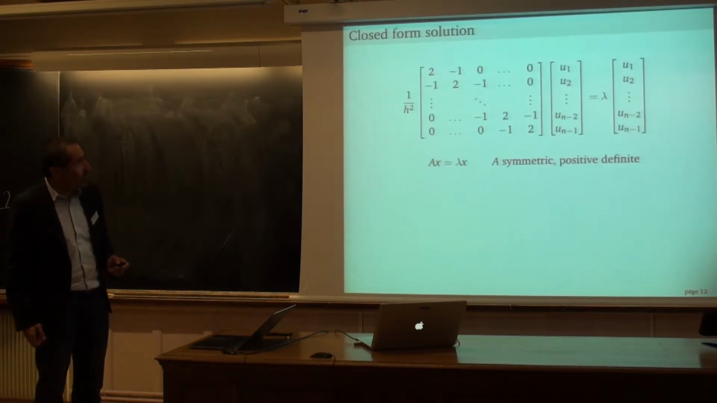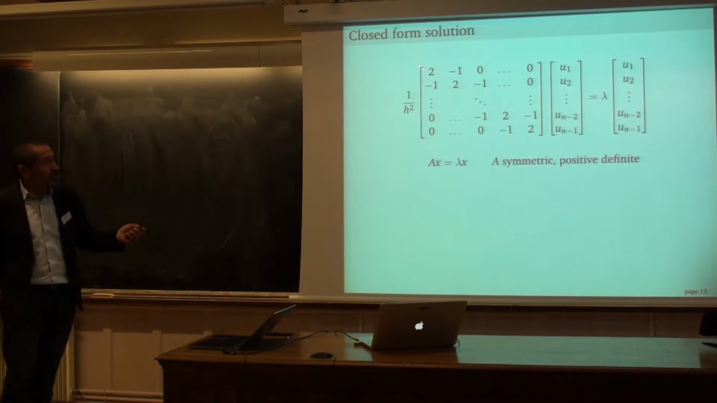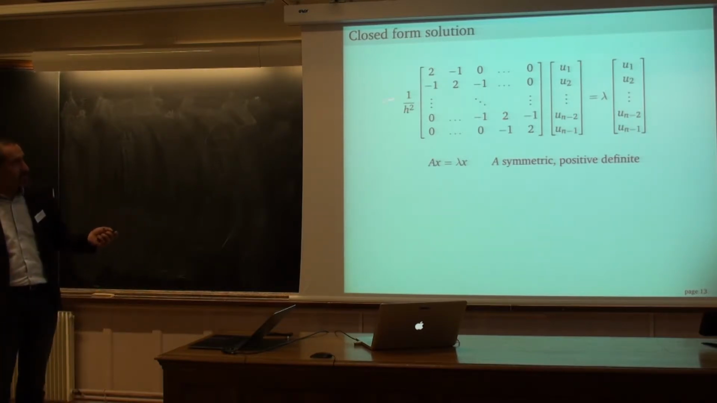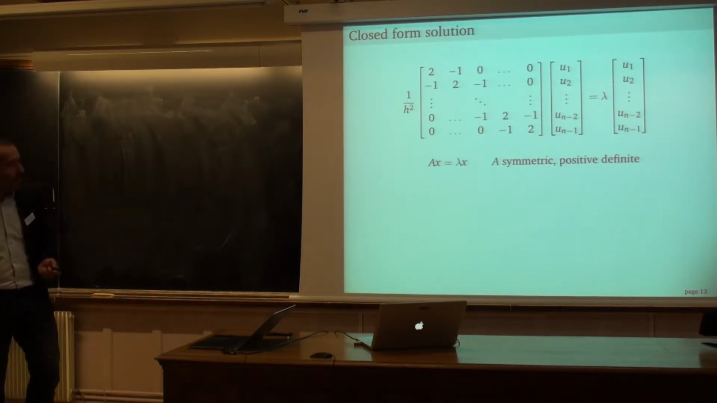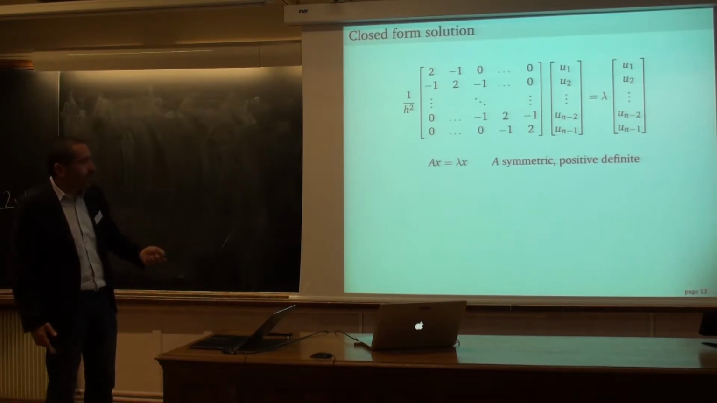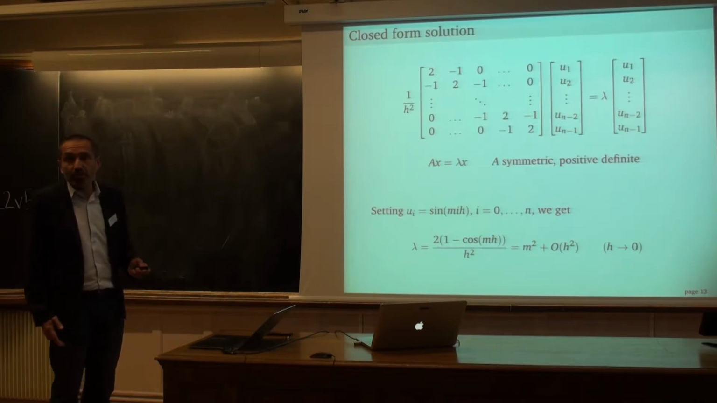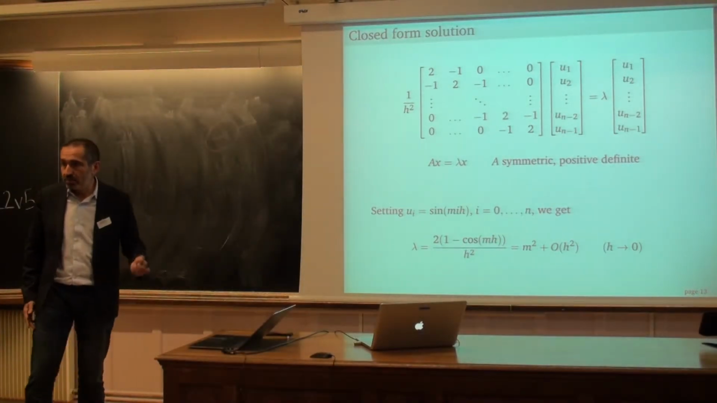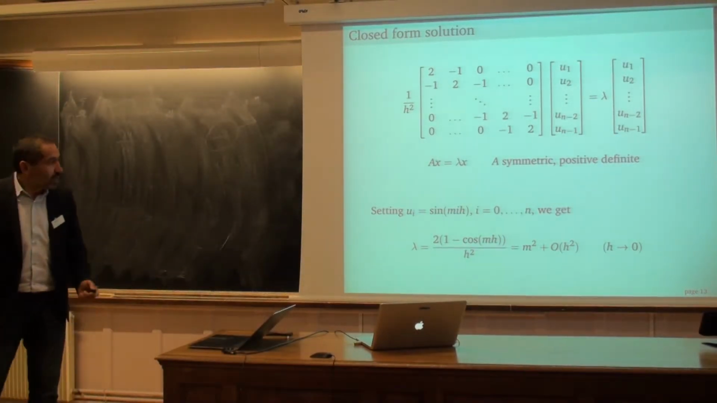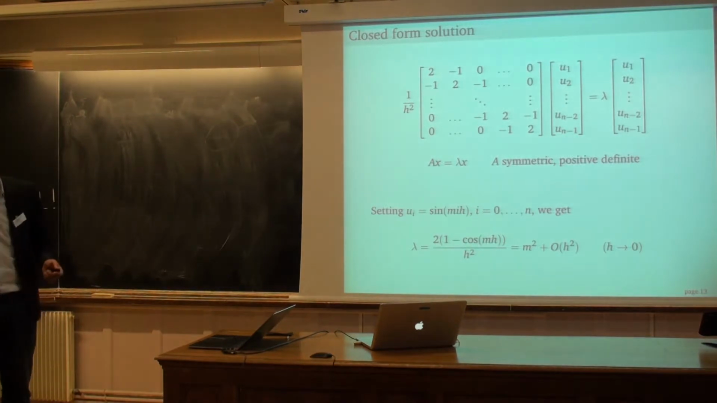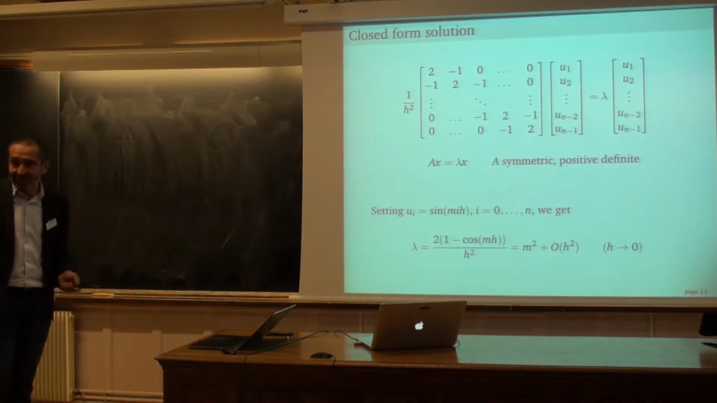And if you write it in matrix form, you have this tridiagonal matrix divided by h squared. This is the vector of the unknowns equal lambda times the vector of unknowns. Okay? And it's well known that A is symmetric, positive definite. And it's very easy to compute the solution by hand. You don't need to use a computer to do that. Just guess that you have the exact solution at the nodes.